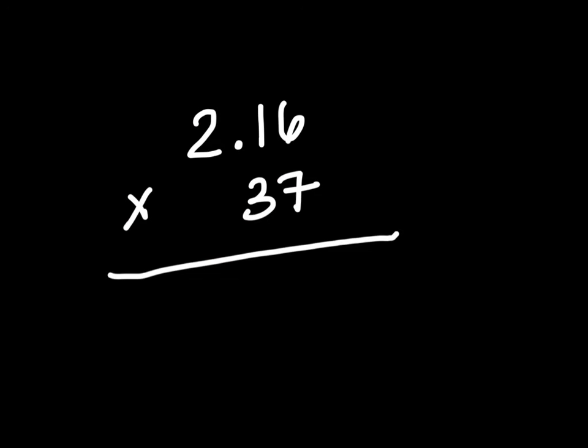Okay, let's do another one. This time we're just going to look at the computation part using the numbers. So I have 2 and 16 hundredths, and I want to know how much I have if I multiply that 37 times. So I'm going to start with my 7 in my hundredths place here. 7 times 6 is 42. So I'm going to regroup. 7 times 1 is 7, plus 4 is 11. I'm going to regroup. 7 times 2 is 14, plus 1 is 15. Now remember, that decimal place needs to come down.